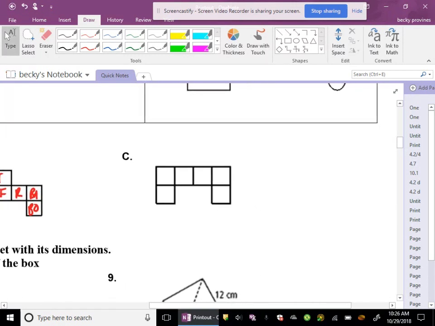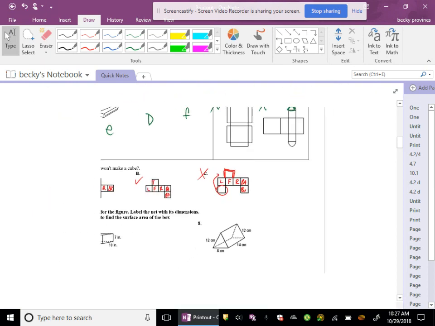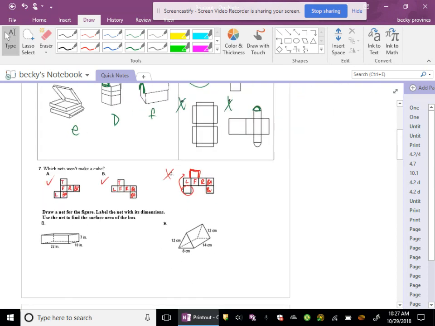Now there is a problem with this one. Again, I'm just picking a random one to be the front, left, right, back. If you notice, you have 2 bottoms. One of these should be up here. It really doesn't matter where up here, it just would have to be on top someplace. So this is your bottom, and you can't have 2 bottoms. It just wouldn't work. So C doesn't work. So the question is, which net doesn't make a cube? It is C.